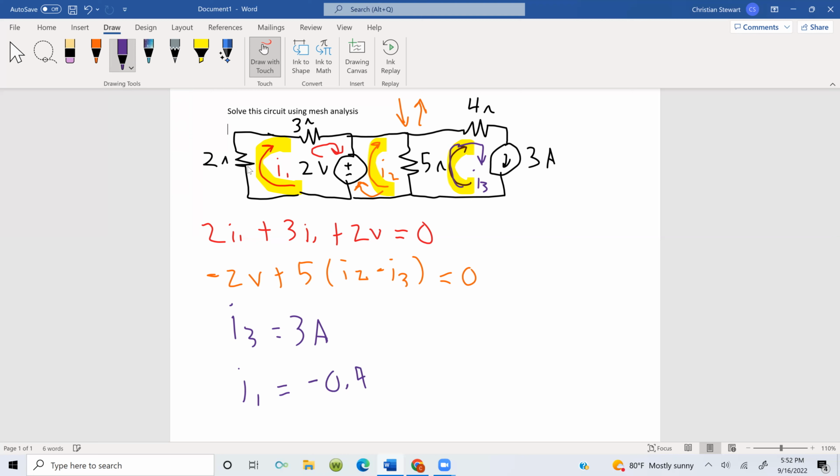0.4. Oh, crap. Bad 4. Erase this. Okay. Negative 0.4 amps. And then I2 is going to be 3.4 amps. Then I3 is going to be 3 amps, like we said.